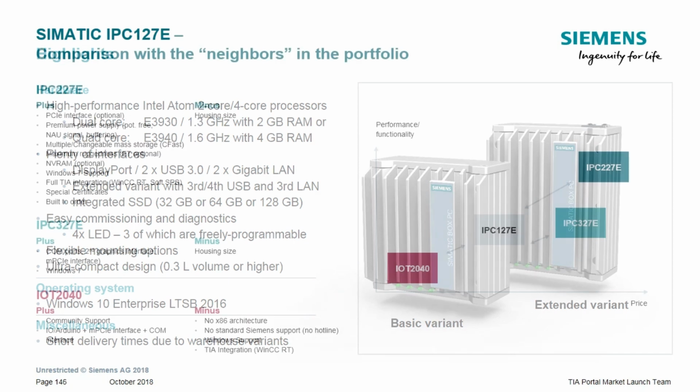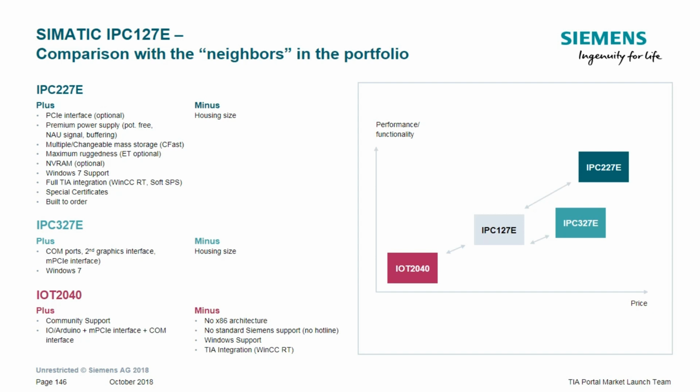Just before I come to that, I actually want to discuss the reason why we implemented the IPC 127 now. The reason was, and I actually compared it to already existing IPCs, because we do have an IPC 227E already, and the 327E, which are bigger IPCs, of course. But because of the housing size, which is a big minus here, we have a very large gap between those IPCs and the IoT 2040, for example, which is our smallest device right now.